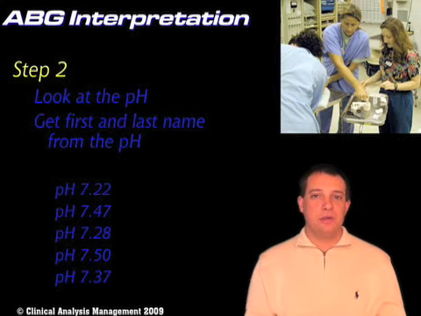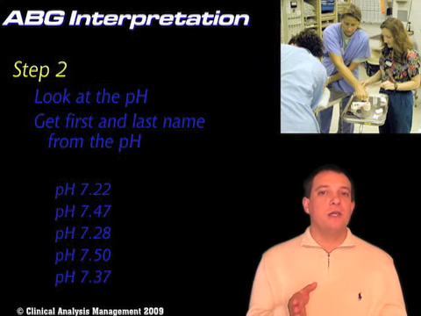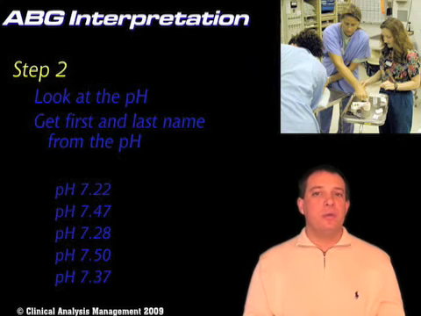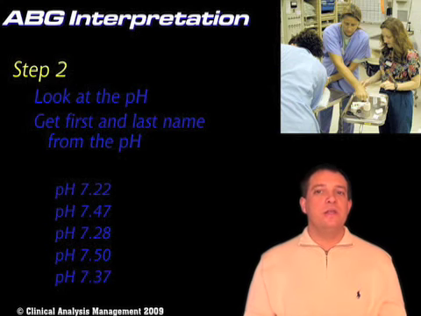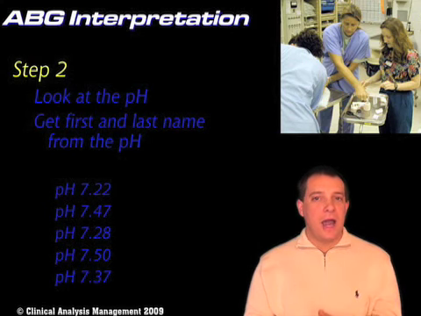So let's look at some examples here. Let's look at the first pH here. You've got a pH of 7.22. So the first question that we ask ourselves is, is it between 7.35 and 7.45? And when we look at 7.22, we know the answer is no. So we know the first name is uncompensated. The second thing we did was we asked ourselves, is it below 7.4 or is it greater than 7.4? And we know that 7.22 is less than 7.4. So we know that the last name is acidosis. So just looking at the pH, we got a first name and a last name for this blood gas. So 7.22 would be an uncompensated acidosis.